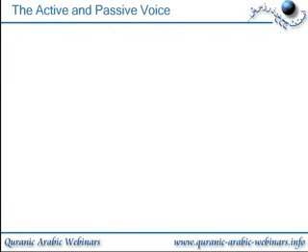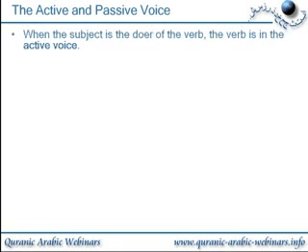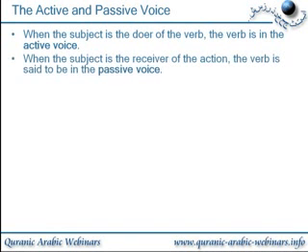Now we come on to what's called the active and the passive voice. When the subject is the doer of the verb, it is in the active voice. When the subject is the receiver of the action, the verb is said to be in the passive voice. So some examples here will help explain this.